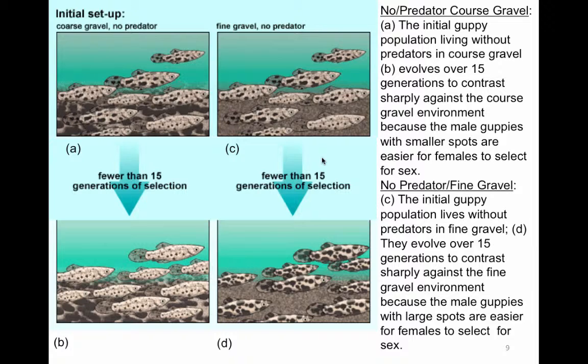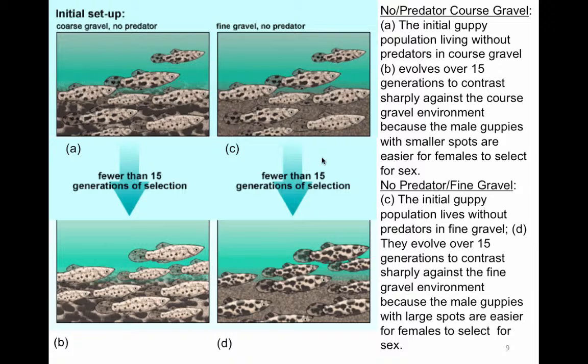In the following diagrams, there is no predator. In A, the initial guppy population is living without predators in coarse gravel. In figure B, the population evolves over 15 generations to contrast sharply against the coarse gravel environment, because the male guppies with smaller spots are easier for females to select for sex. No predator in the fine gravel experiment.